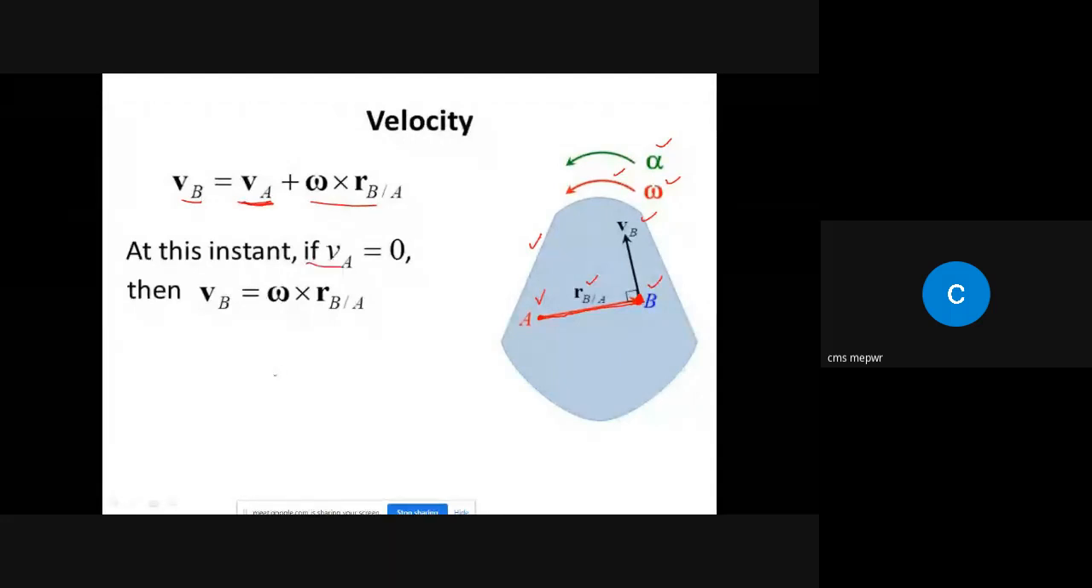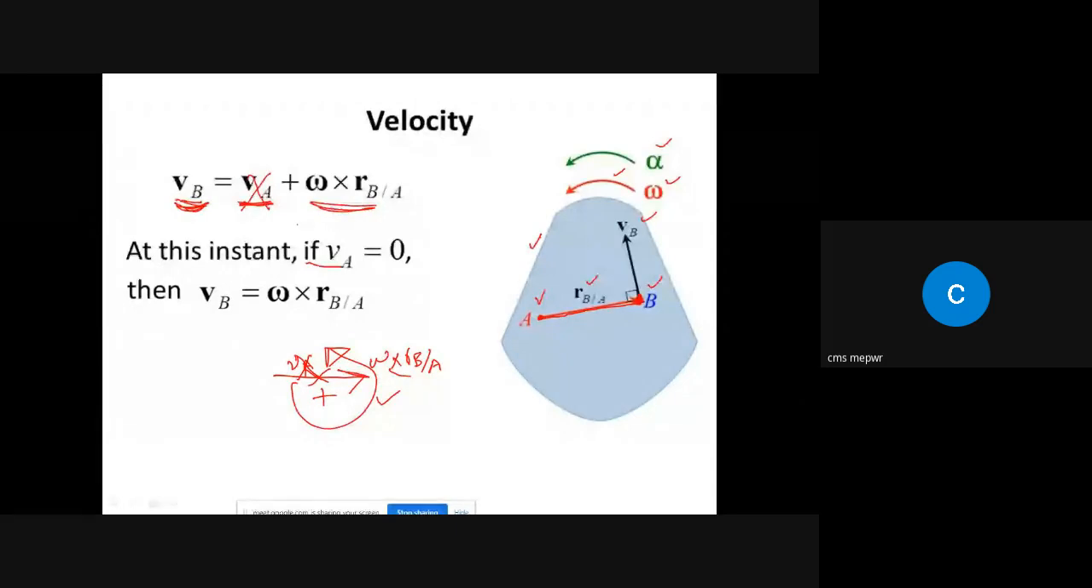we have translation plus rotation. This is VA and this is omega. If this VA becomes 0, this means this portion is cancelled. What are we left with? We are left with only rotation. If VA becomes 0, this means that the velocity will be only equal to the rotation part. So at this instant, VB will be equal to omega times RB by A. We will not have any translation, we will have only rotation.